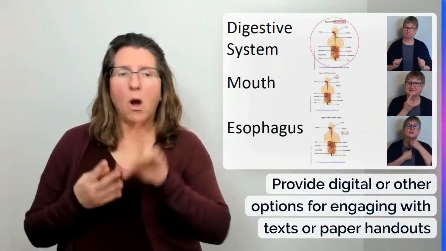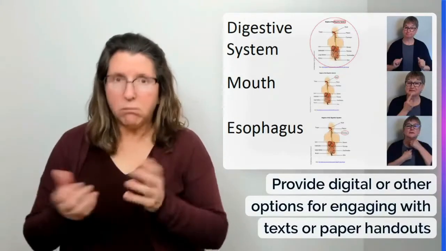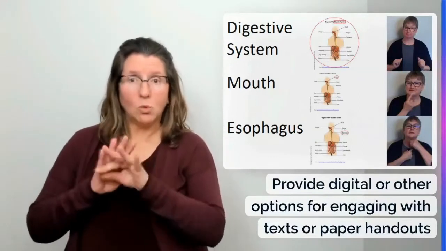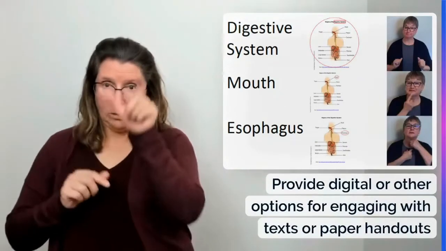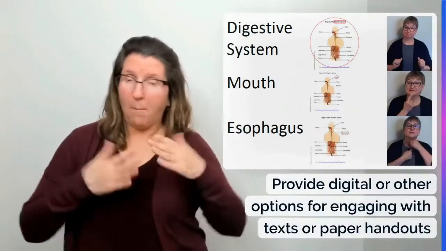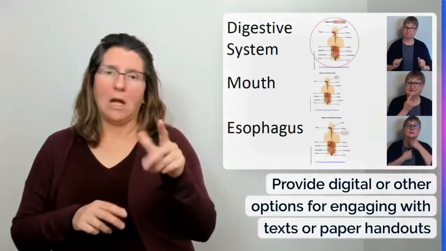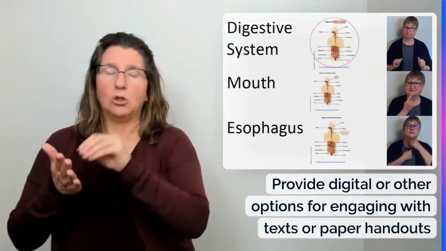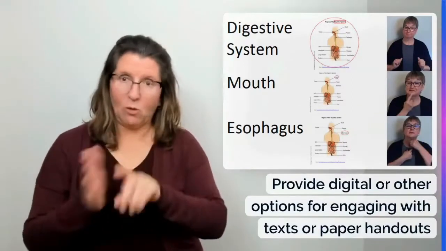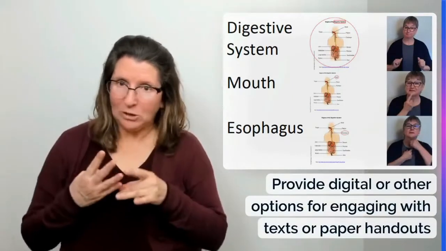Our resources should allow for digital or other electronic options for engaging with the text instead of paper handouts. This is an example of a digital exercise. We have the English terms in the first column. Then there is the corresponding diagram for the terms. And in the third column, we have short video clips of ASL terms for the diagrams. The student can click on a word, an image, or the ASL clip to get more information. So you can see they have several choices.